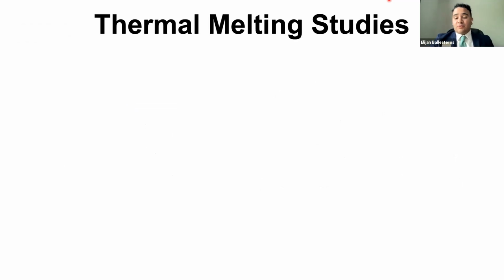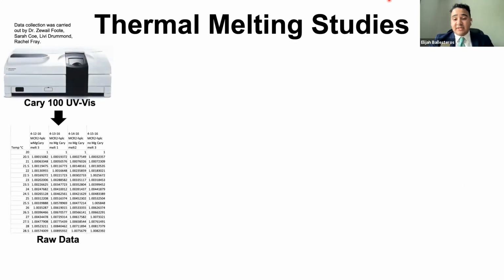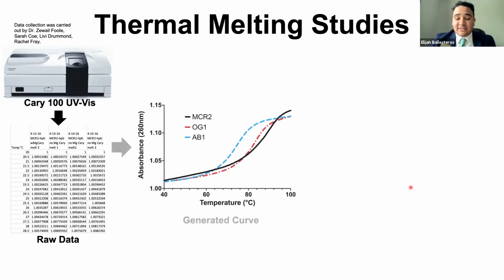For the thermal studies, raw data was collected by Drs. Sewell-Foote, Sarah Coe, Livy Drummond, and Rachel Frey using the Cary 100 UV-Vis with a temperature controller. This raw data was then used to generate a temperature versus absorbance curve to identify the melting point. In this example, OG1 and AB1 are compared against the control, and we can see a shift to the left, which indicates that they are less stable. This graph could also be generated for all 7 sequences if we wanted to see that.